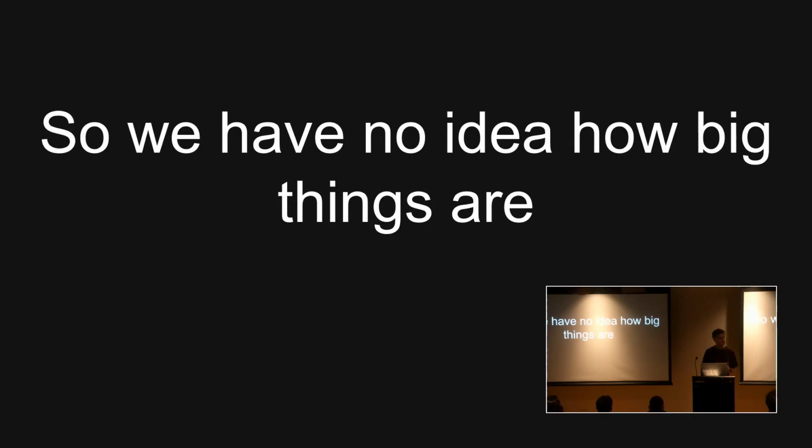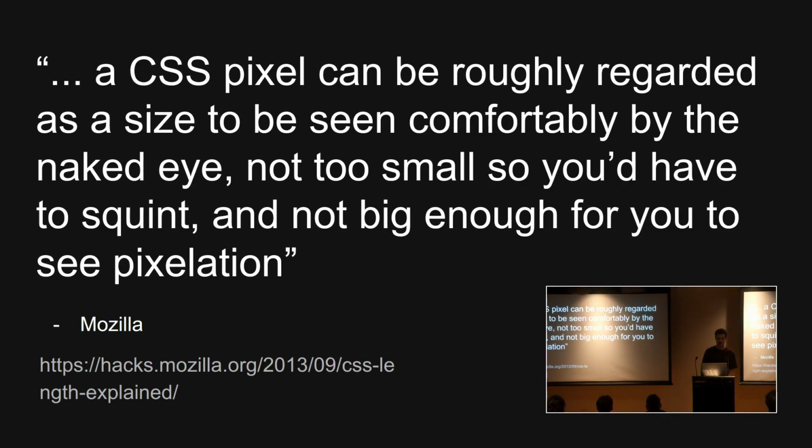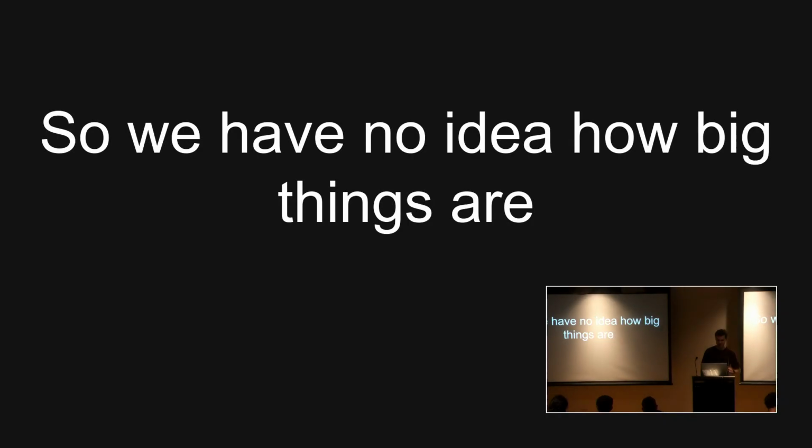We know a vague definition, where MDN had that vague definition for us, where it's enough to see, but it's not too much that you can see pixelation. So it's very vague, but this is the most precise measurement that we have on the web. So it's a lot of guesswork.